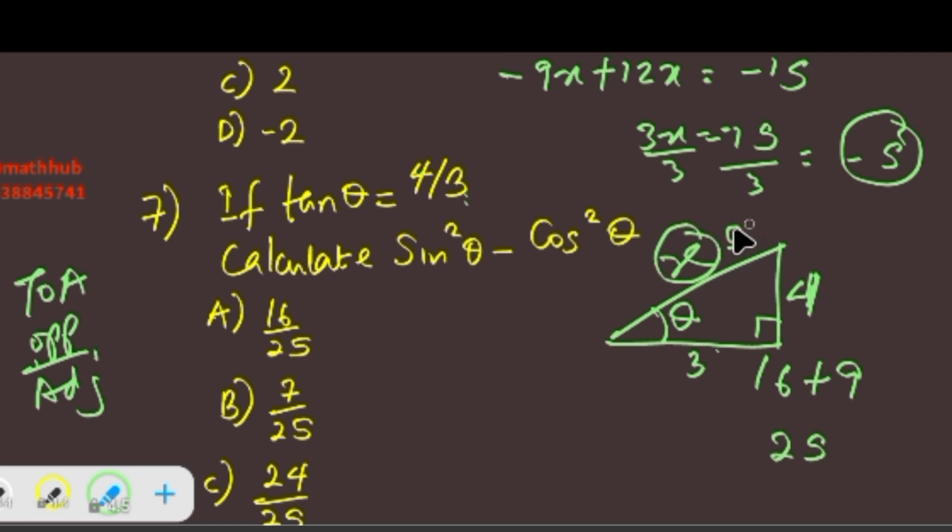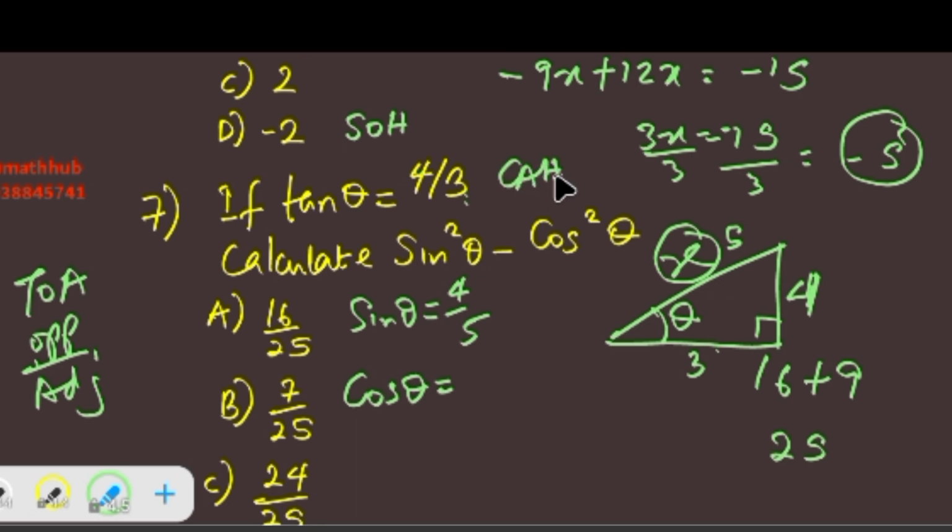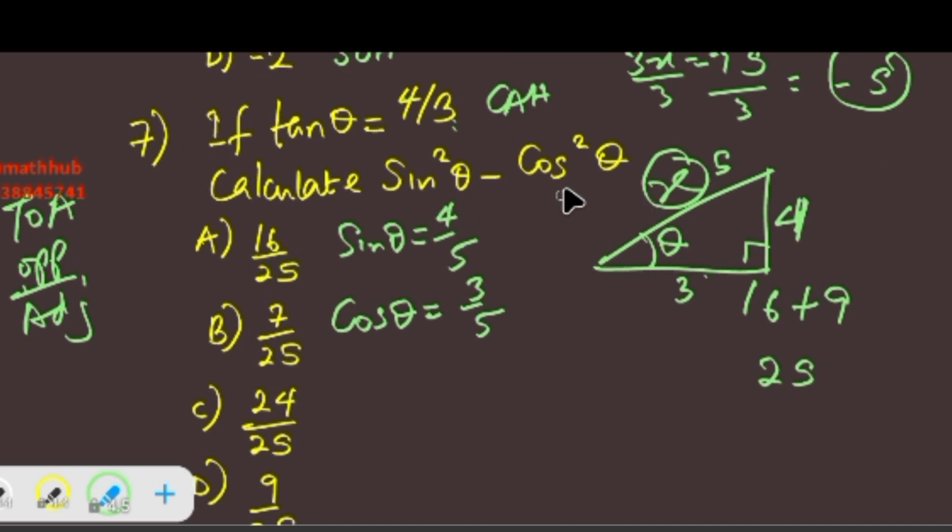Since this side is 5, you can just do your sine theta. Don't forget that sine theta is SOH, which is opposite over hypotenuse. So opposite is 4 over hypotenuse 5, that's 4 over 5. Then I can do my cos theta. Cos theta is CAH, adjacent over hypotenuse. Adjacent is 3, hypotenuse is 5, so 3 over 5. But the question says I should do sine squared theta minus cos squared theta. So that means I have to square this one to get sine squared theta.